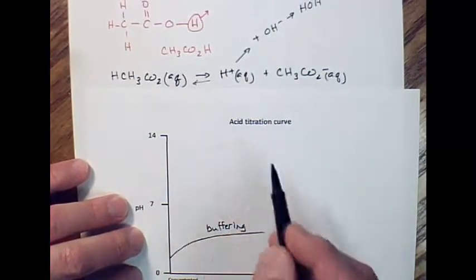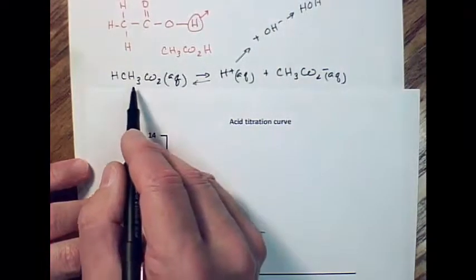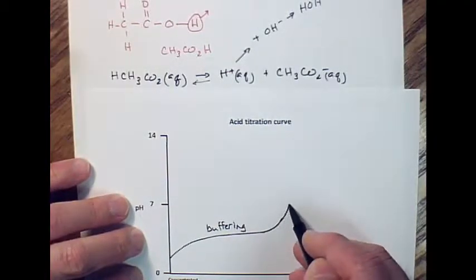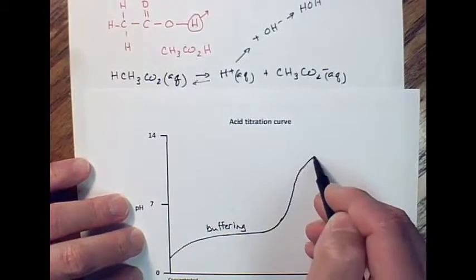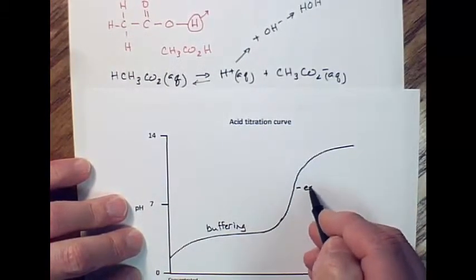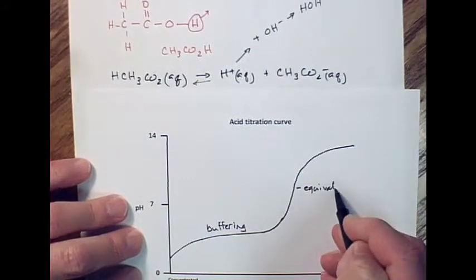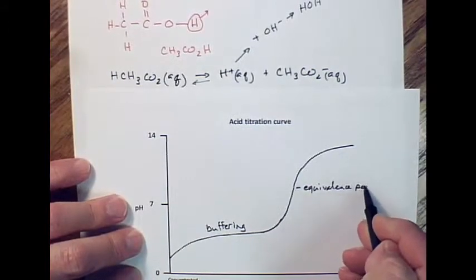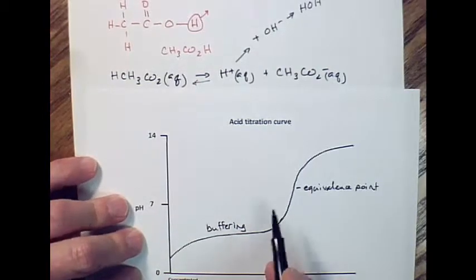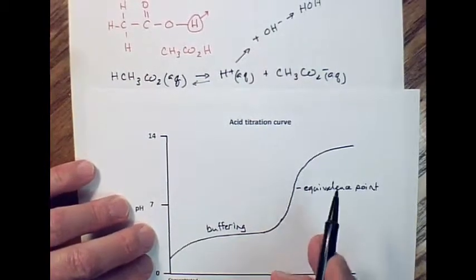Eventually, we'll put in enough hydroxide ions, we'll break up most of these things, and the curve starts to go upwards, and we'll get the traditional acid-base titration curve. The equivalence point is somewhere up here. Now, it's not always true, but most of the time with weak acids like this, your equivalence point is somewhere above 7.